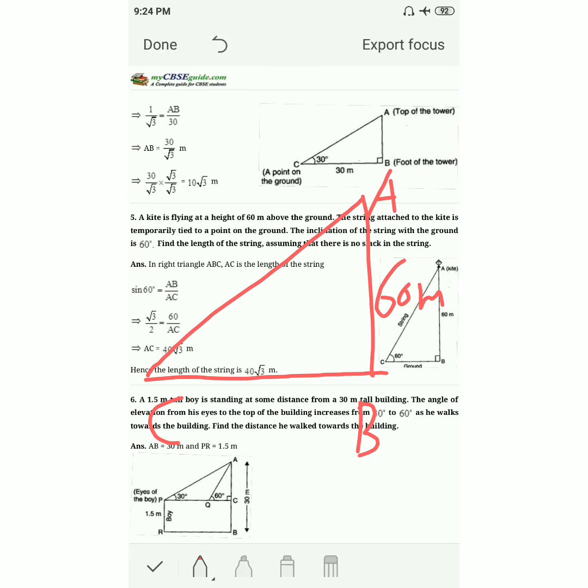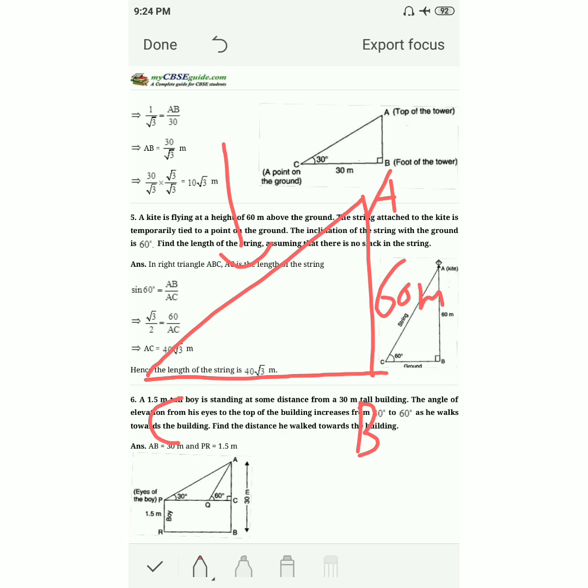So AC is one string, right? String attached with one point on the ground. It is point C. So AC is the string of the kite. Okay, what we need to find? That means we need to find the length of the string. Now AC is a string, so we need to find the length of the string. That means we need to find AC.